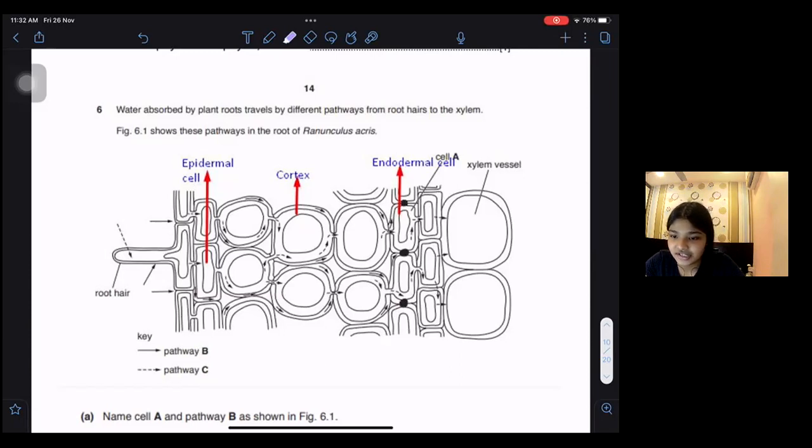And as you can see in the diagram, the endodermal cells have a thick Casparian strip, which is made up of a waxy and waterproof material called suberin. So from the endodermal cells, the water must travel to the xylem vessels via the plasmodesmata, because it cannot travel through the cell wall due to the Casparian strip.